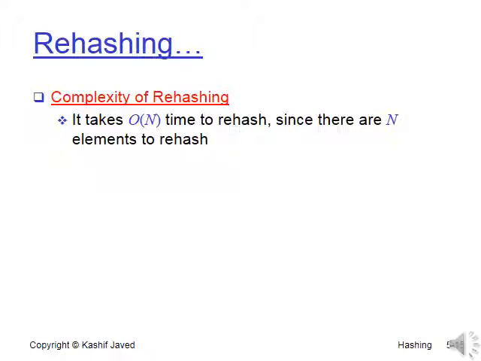The time order complexity for rehashing. It takes order n time to rehash since there are n number of elements. We should rehash at n by 2 insertions, basically when the load factor is 0.5. The order n time cost for rehashing can be treated as constant additional time per insertion into the new hash table.